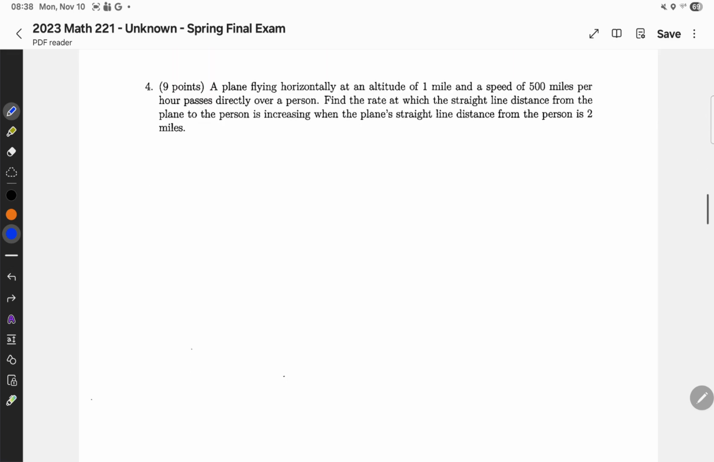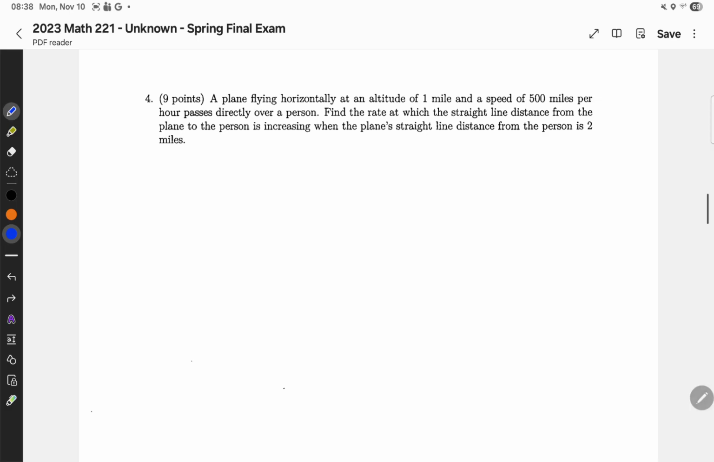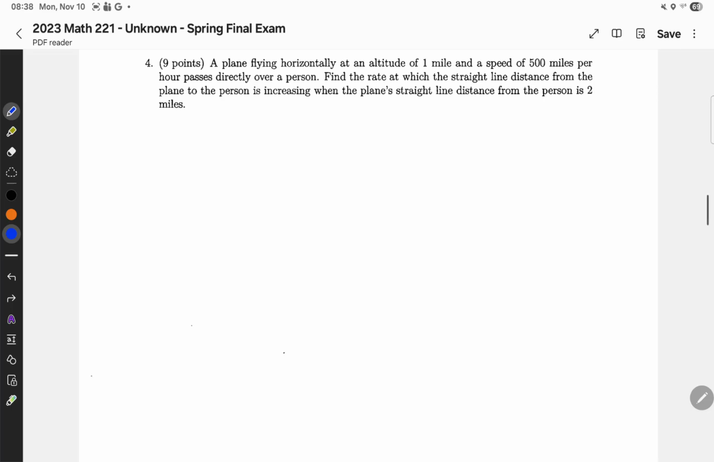All right. Moving on to question 4. We have a plane is flying horizontally at an altitude of 1 mile and a speed of 500 miles per hour. Oh, I read that wrong. A plane flying horizontally, there we go, at an altitude of 1 mile and a speed of 500 miles per hour passes directly over a person. Find the rate at which the straight line distance from the plane to the person is increasing when the plane's straight line distance from the person is 2 miles.